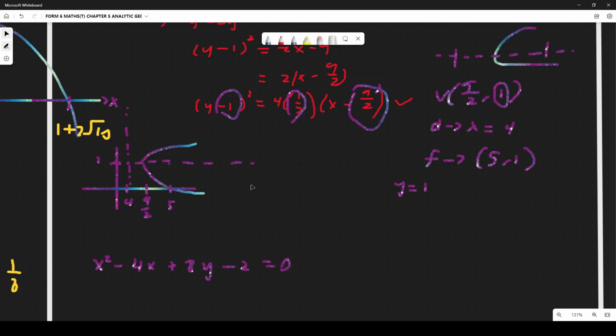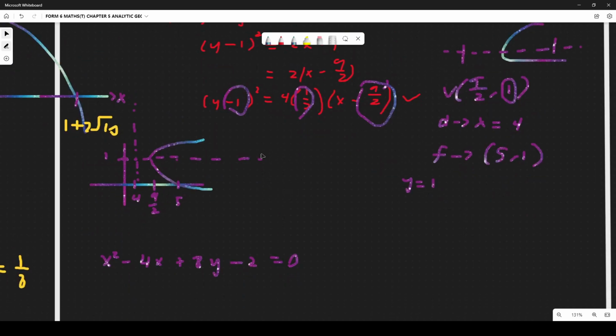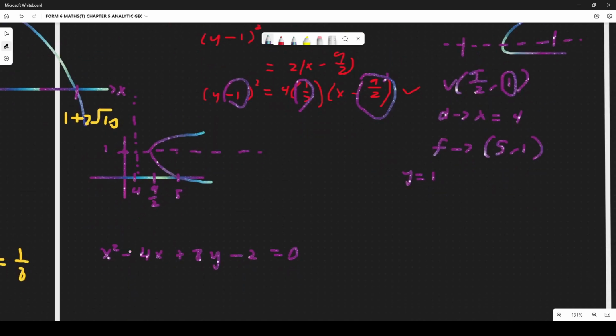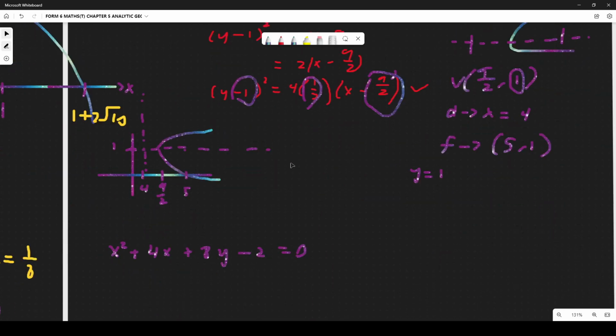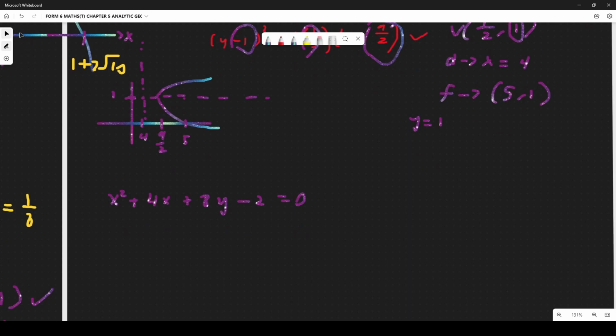So correct. Plus minus. Oh, okay. So same like before, complete the square. So we're going to complete the square. Is 4 most likely 2? So 2 squared is also 4. So for x plus 4 minus 4 plus 8y minus 2 equal to 0.